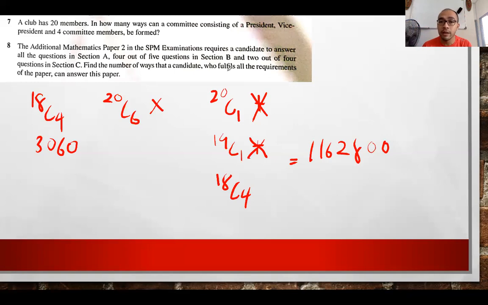But this one is very logical. If you want to choose the committee member, you have to choose the vice president. If you choose the vice president, you have to choose the president first. So because they are dependent on one another and they happen at the same time, we use multiply. We still hold on to the multiplication rule.